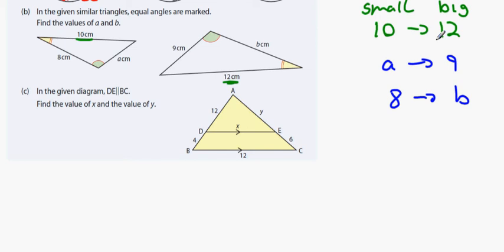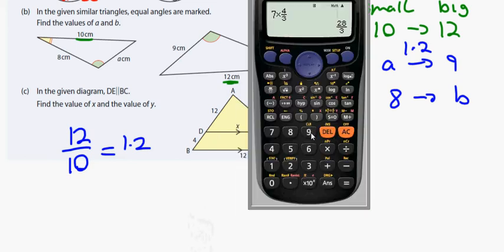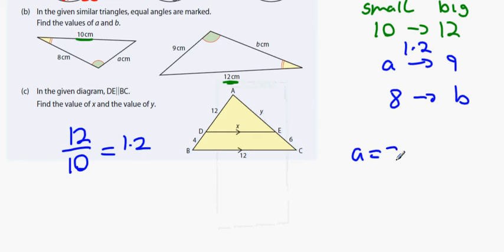So 10 and 12 are the only two solid numbers we have, so we're going to divide 12 by 10. It's 1.2 times bigger. So A becomes 1.2 times bigger to become 9. So that means if we divide 9 by 1.2, we figure out what was the original length. Okay, and it's 7.5 or 15 over 2. So A equals 7.5. Now 8 is going to become 1.2 times bigger when it turns into B. So we're going to multiply 8 by 1.2.